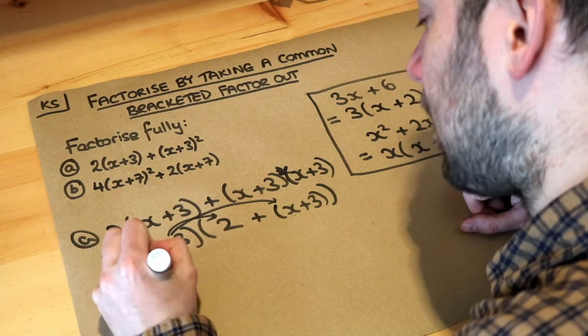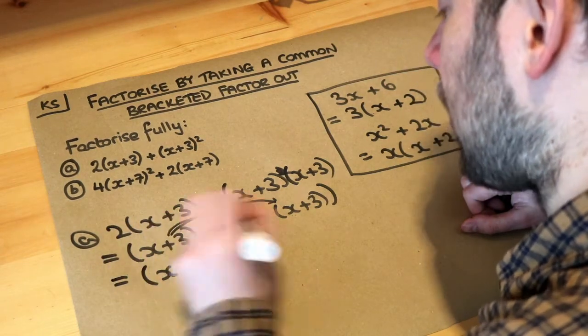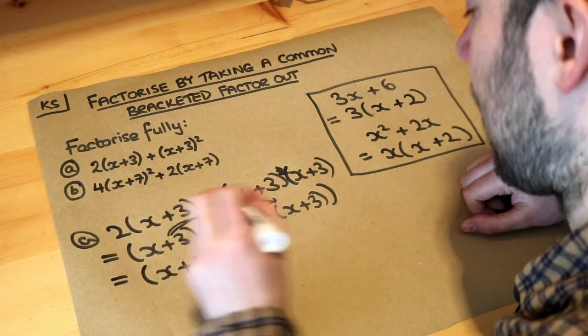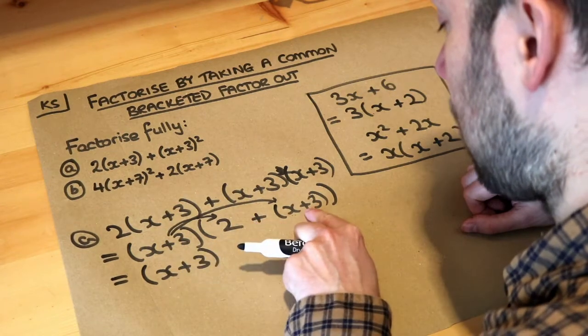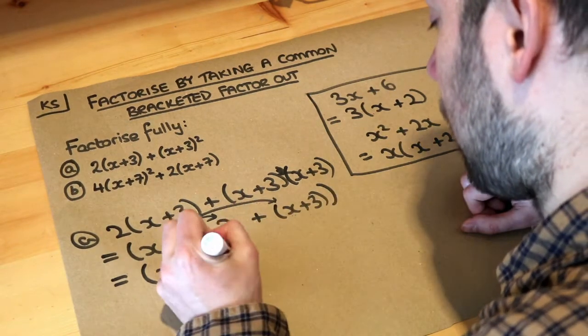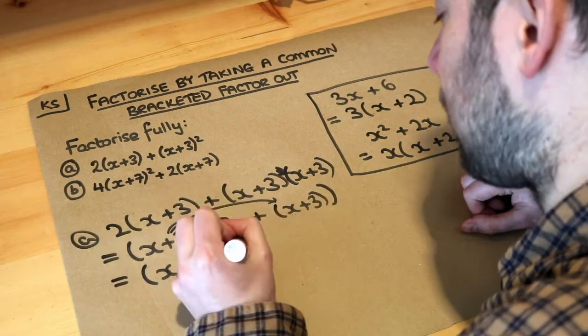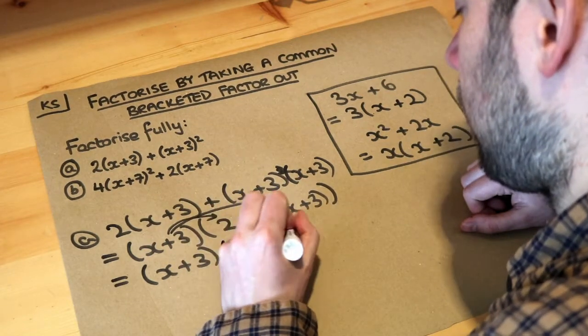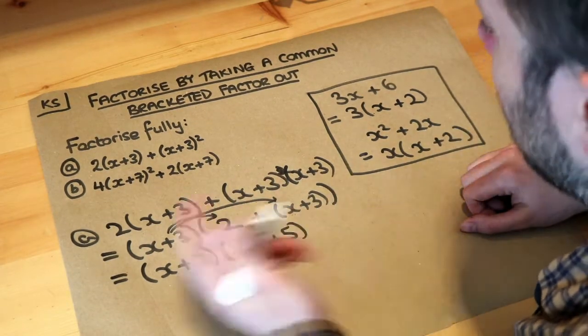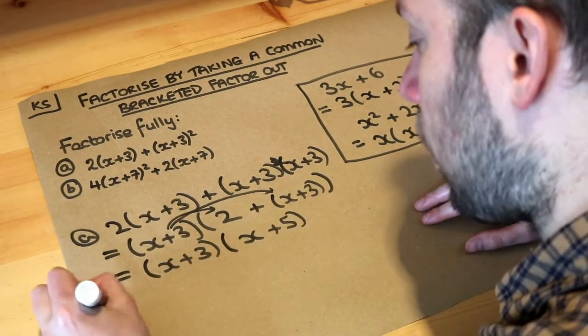And then the second step is that we just simplify this second bracket. So we've got 2 plus 3, which is 5, and we've got that x there. So let's just write x plus 5. That simplifies to x plus 5, and that is the final answer. What about the second one?